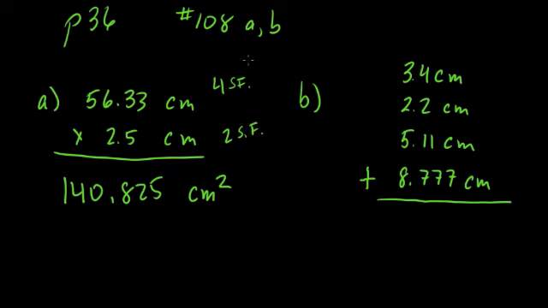Now, the rules for multiplication and division are the same. Your answer can't be any more significant than the least significant number used in that calculation. We have something that has 4 levels of precision, 4 sig figs, and something that has only 2 sig figs. This answer, as written, has 6 sig figs. And obviously, it can't be any more precise than the least precise, which is 2.